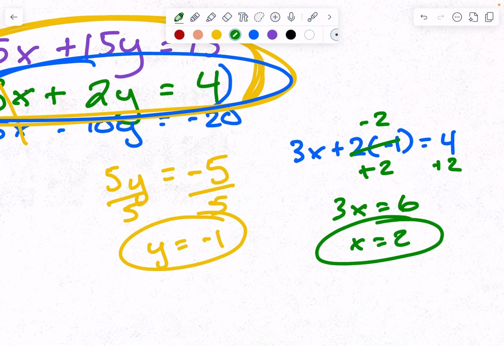Now I have two of my answers. I've got to get one more. You plug -1 in for y: 3x plus 2y equals 4. So you took 2 times -1, which is -2, equals 4. Then add the 2 and divide by 3.